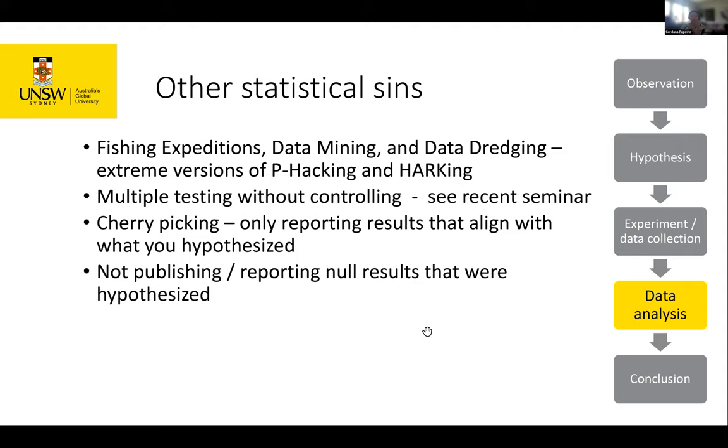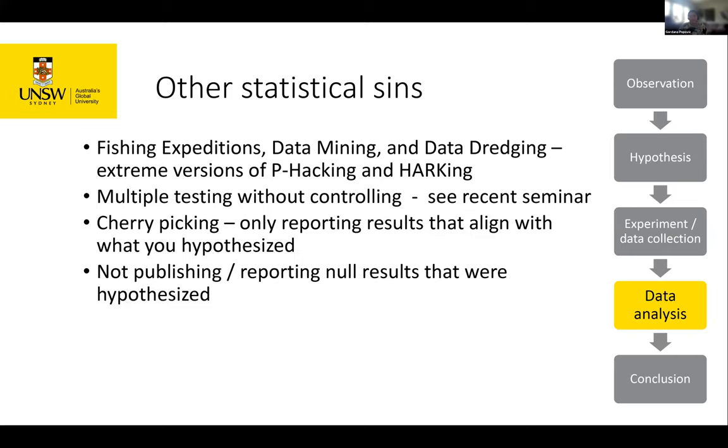What about other statistical sins? Okay, so there's a bunch that are like fishing expeditions and data mining and data dredging. These are just basically more extreme versions of p-hacking and HARKing, where you use a computer to try to test every possible thing in a sort of algorithmic way. But they have the same consequences. We did a recent seminar on multiple testing. So when you conduct multiple tests, even if you had the hypothesis before you collected the data, if you have multiple hypotheses, you end up with high false positive rates. So if you have multiple hypotheses, you should control for multiple testing.